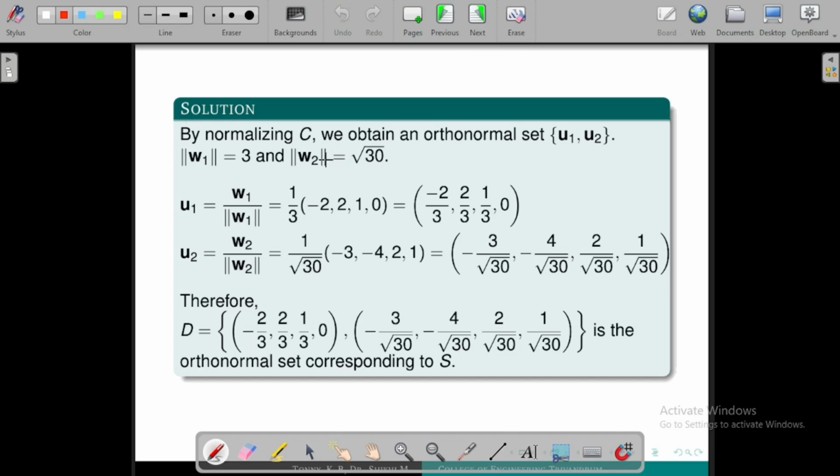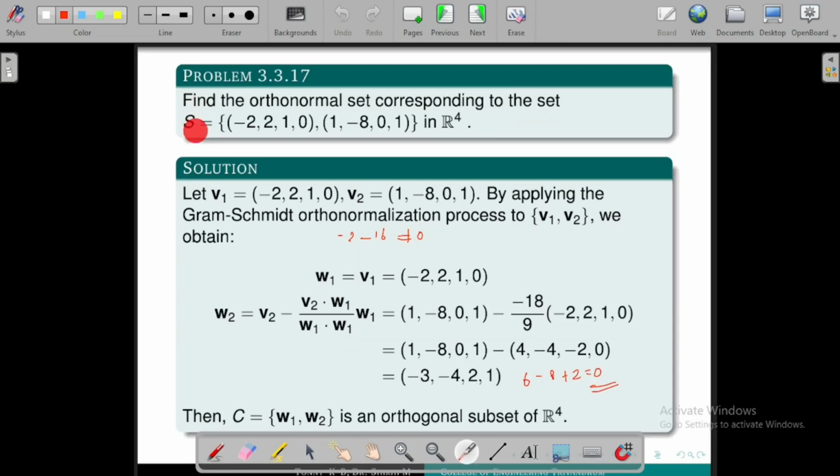And by normalizing, we get U1 is equal to W1 by norm W1. For that, we consider norm W1 equal to 3 and norm W2 equal to root 30. And U1 is W1 by norm W1, that is (-2 by 3, 2 by 3, 1 by 3, 0). And U2 is W2 by norm W2. So we'll get this answer. Now you can see that these two vectors are orthogonal, that is, the dot product equals 0. Also, these are unit vectors. And the result is that the span of the set D becomes equal to the span of the set S. So that is what is meant by an orthonormal set corresponding to a particular set.